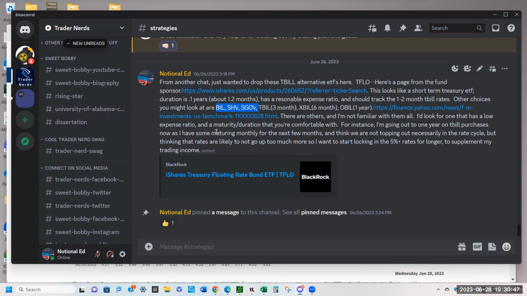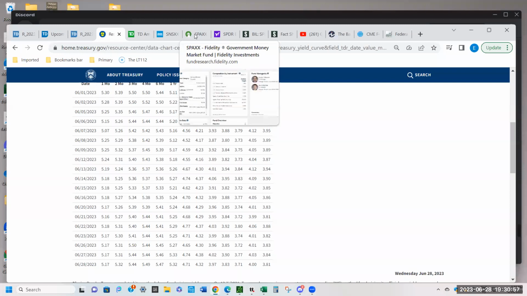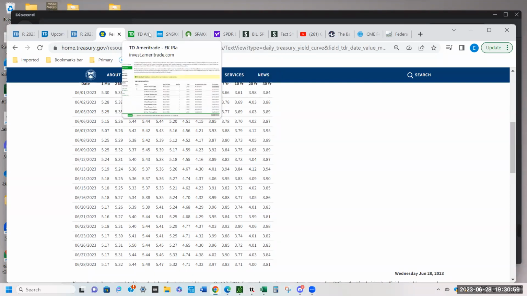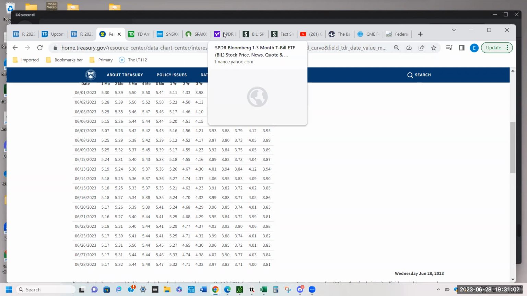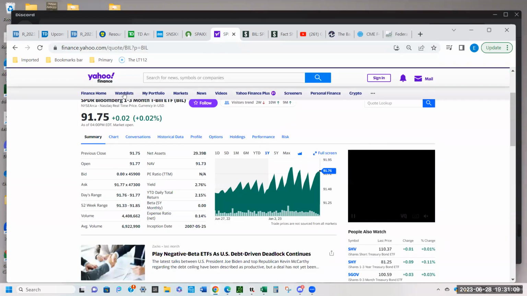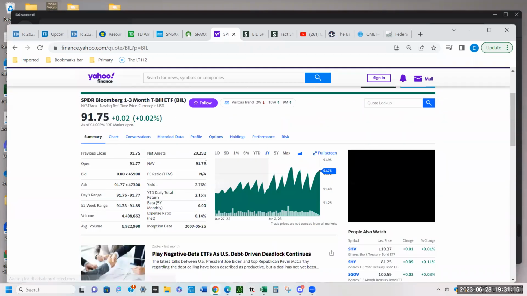And these you can buy at any of our brokerage firms, just like an ETF. They trade during the day. They're cost-free to get in and out of, because ETFs are now free to trade for basically, I think, everyone. And let me go over here and show you some of these. So here is Bill, which is the 1 to 3 month ETF.